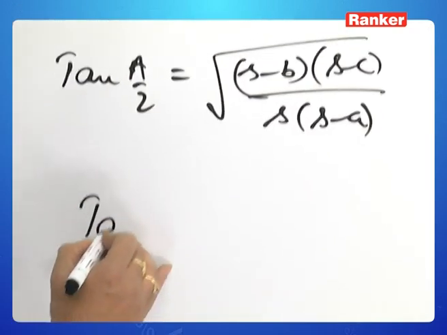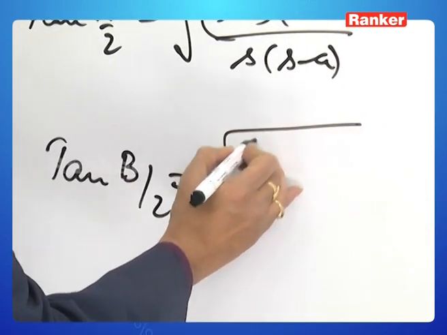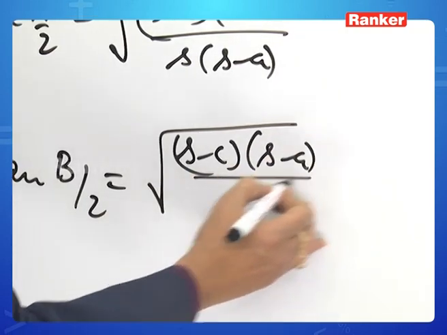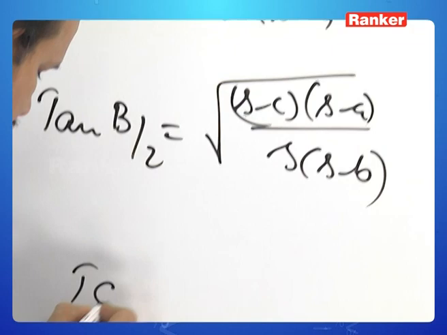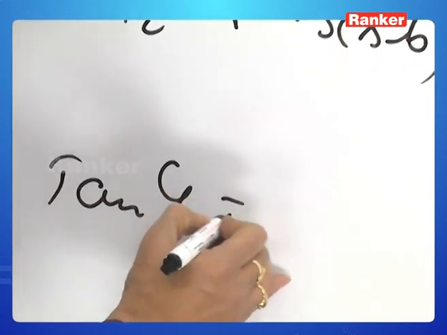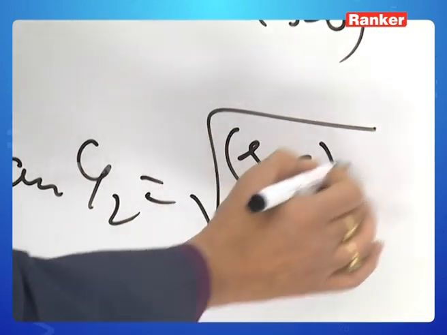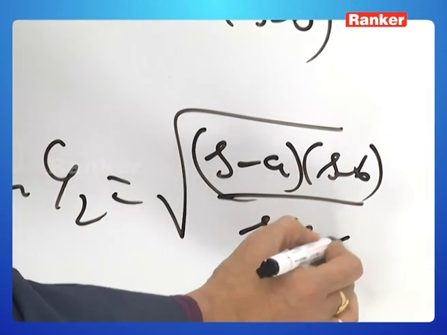Tan B by 2 is equal to root of (s minus c) into (s minus a) by s into (s minus b). Tan C by 2 is equal to root of (s minus a) into (s minus b) by s into (s minus c).